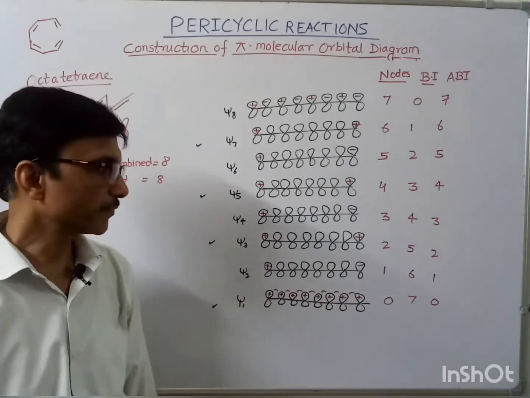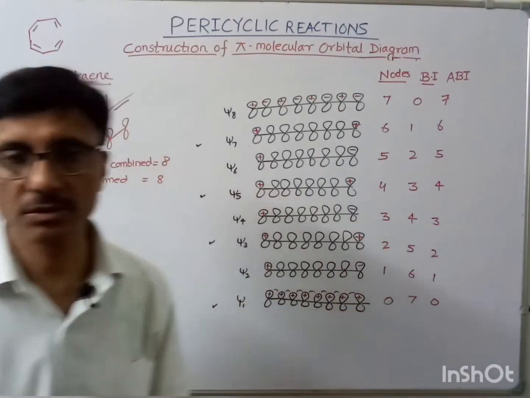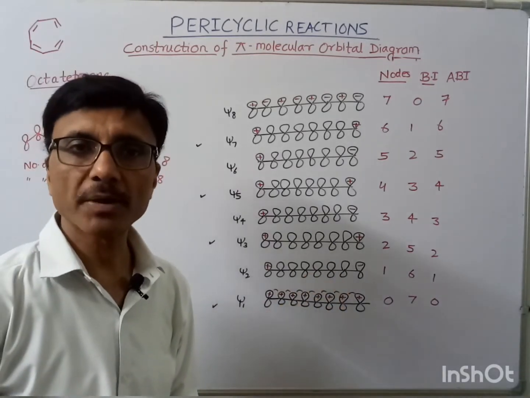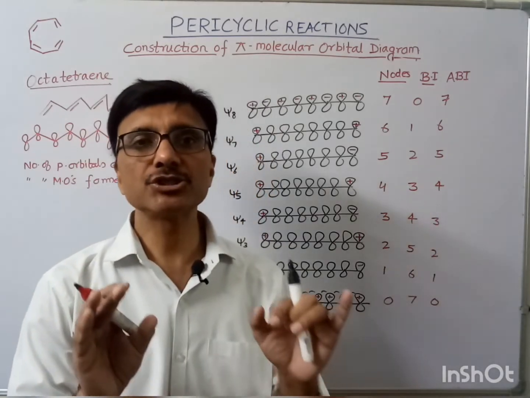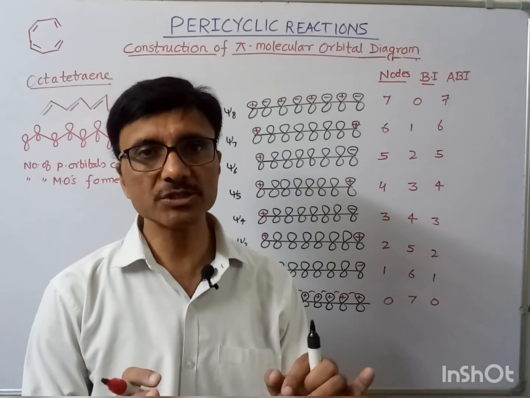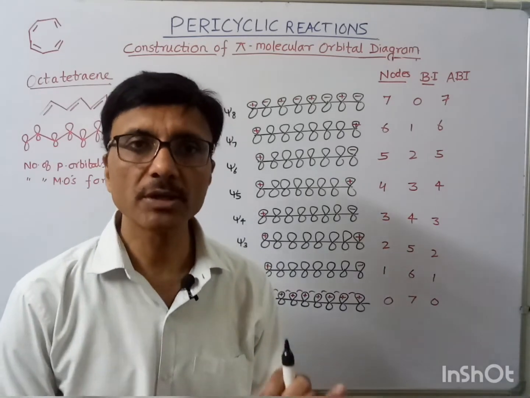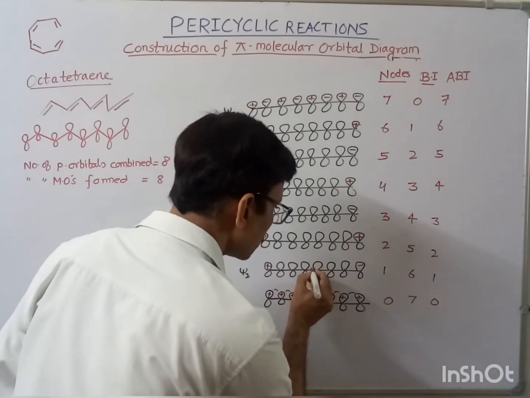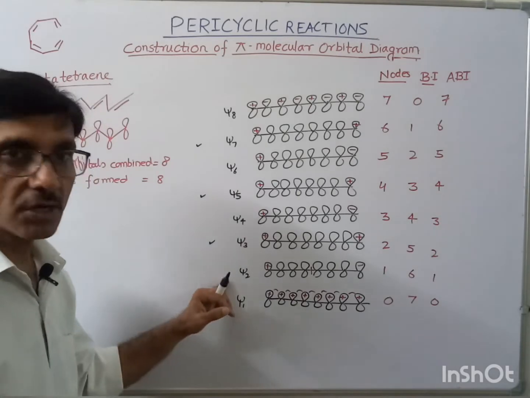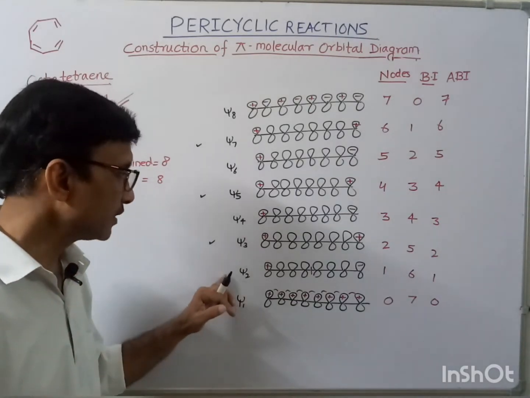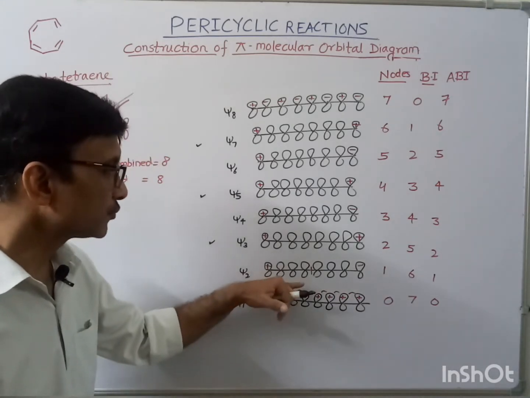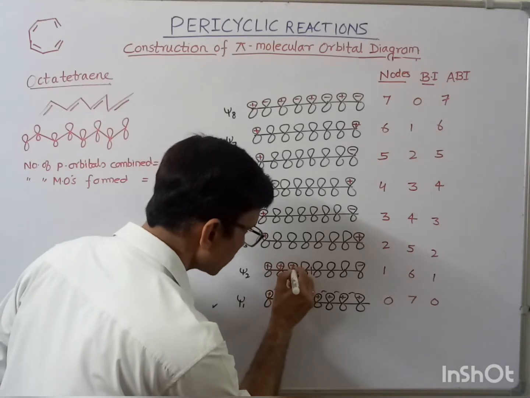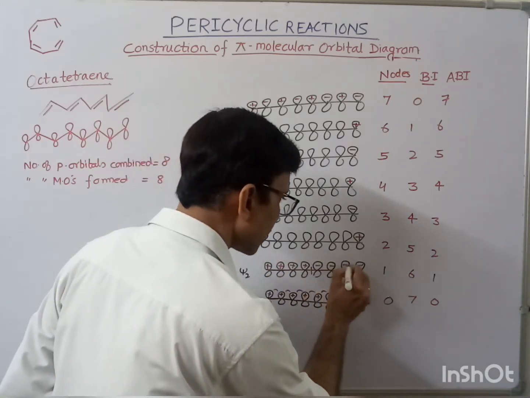Now I should give the other signs. Psi 2 has one node. No doubt, that first node should pass through the center. What I told you is that the nodes should be distributed symmetrically. If the number of nodes is odd, then the first node should pass through the center. For any molecular orbital diagram like this, half should have the plus sign and the other half the minus sign. So these 4 p orbitals should have the plus sign, and the rest of the 4 should have the minus sign.